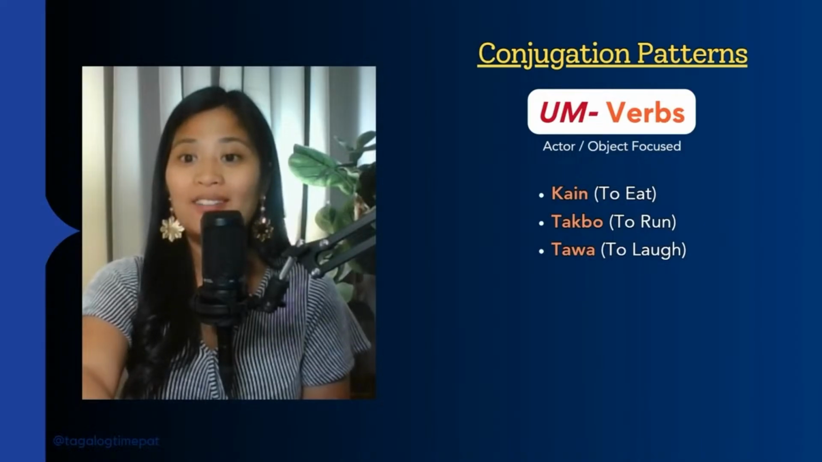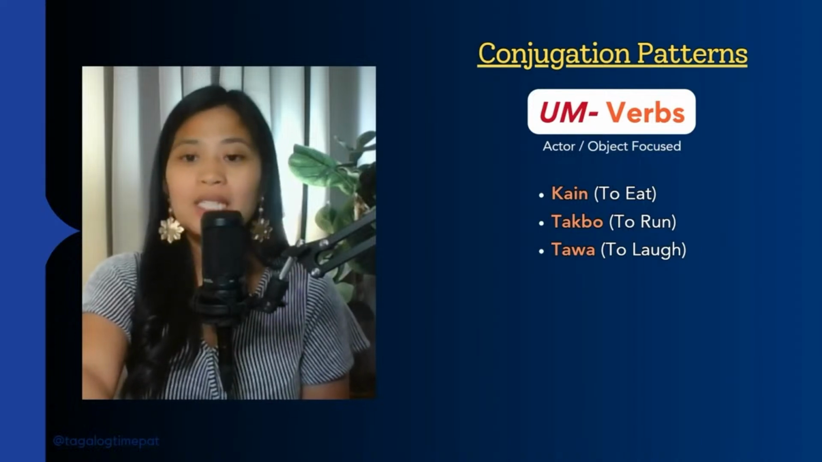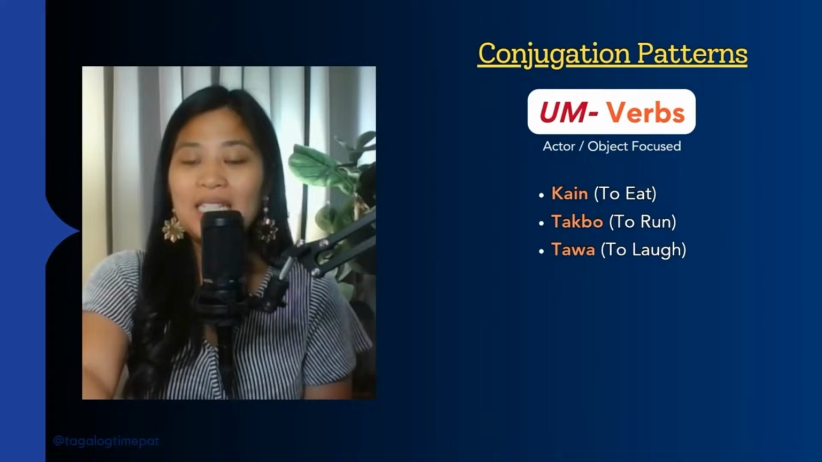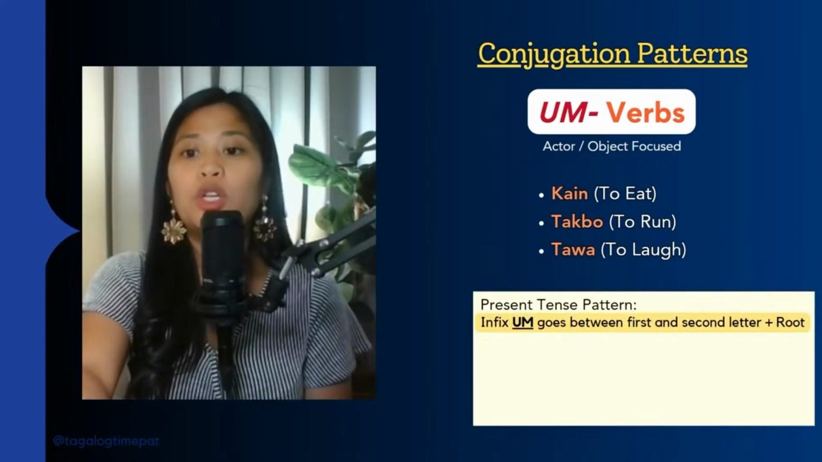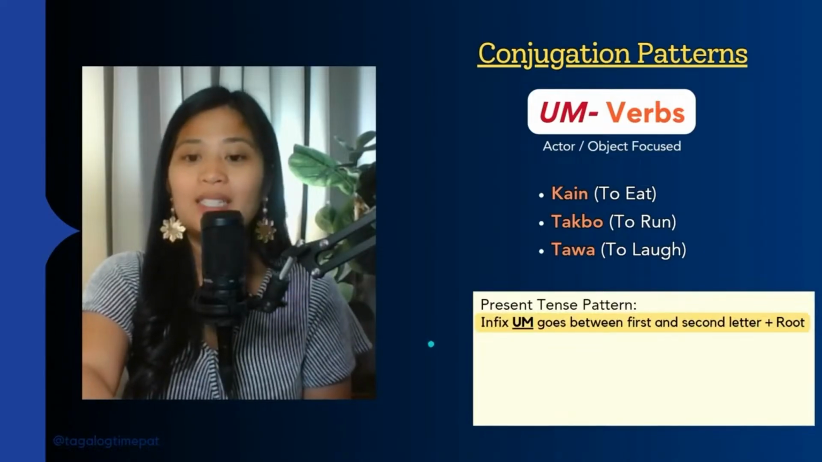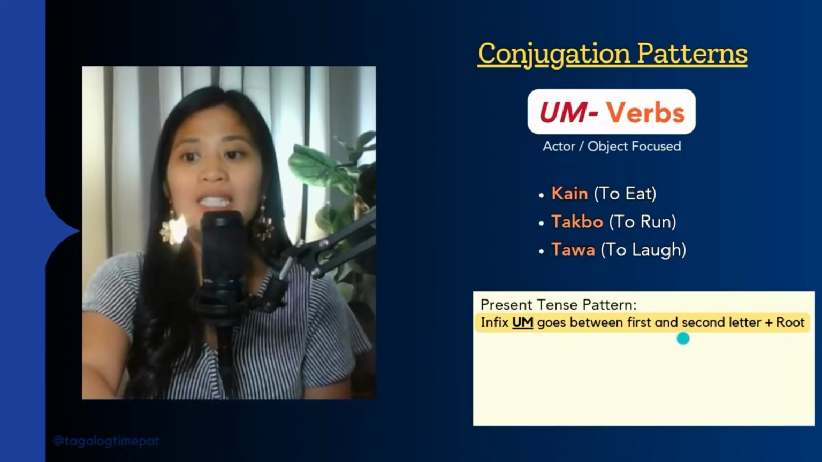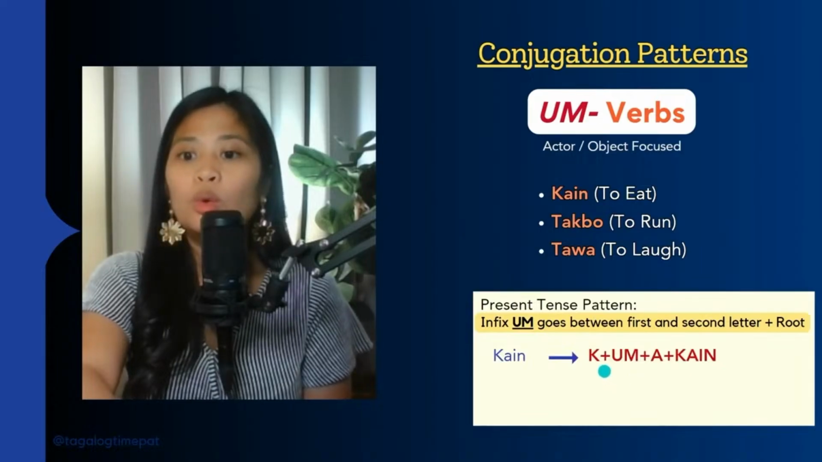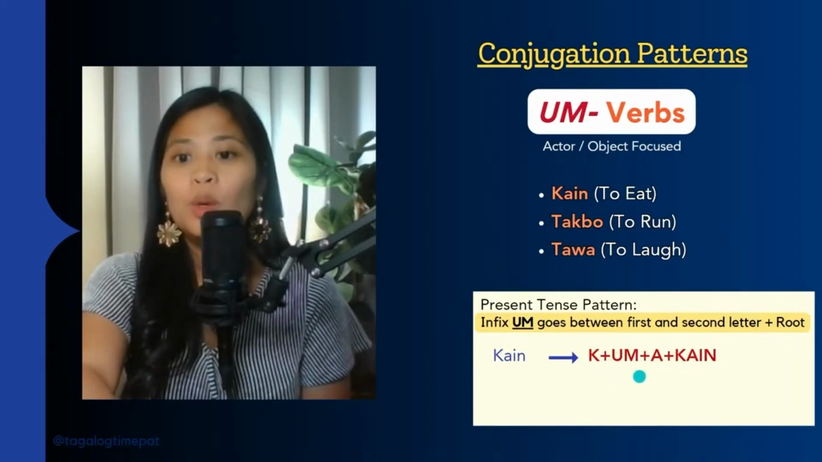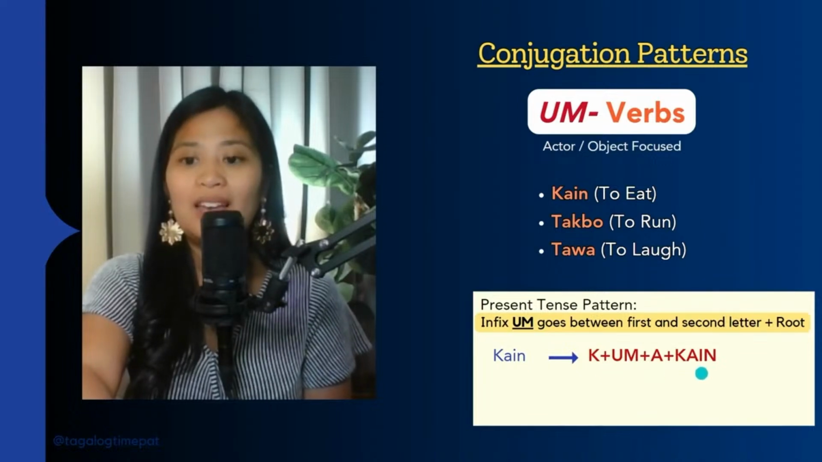Tawa is to laugh. Now you might be wondering, why are these um verbs? Doesn't appear in the word at all. It's because um is the infix that goes into the word when you are conjugating it. So in the present tense, to conjugate an um verb, the infix goes between the first and second letter, and then it's the root at the end. So for example, kain, to eat, becomes kumakain.